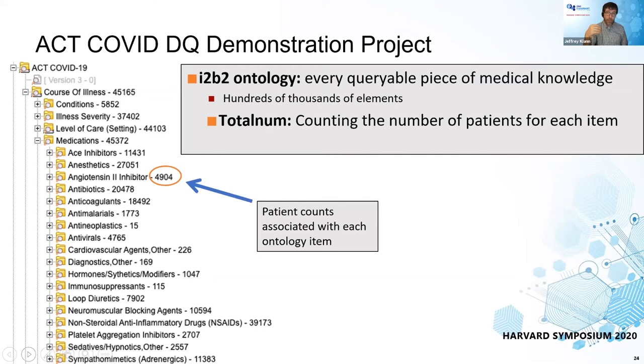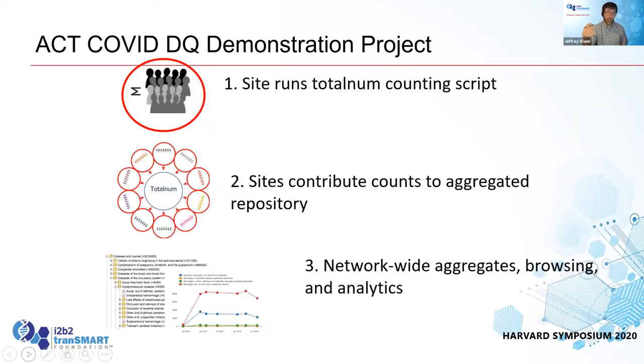And we've already begun this process. So this is about counting the total number of patients with items in the ontology. So this is a simple way of doing thousands and thousands of queries without a lot of resource impact. So you can, I2B2 has had in its data model for a long time the ability to store the number of counts with things.